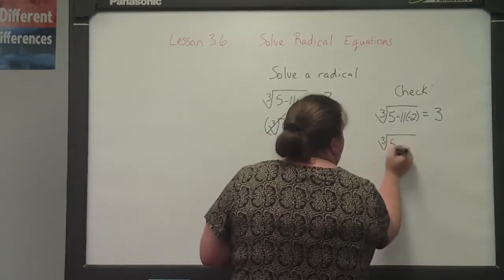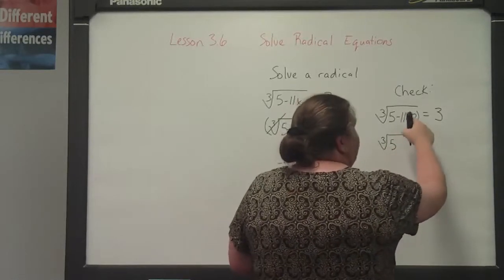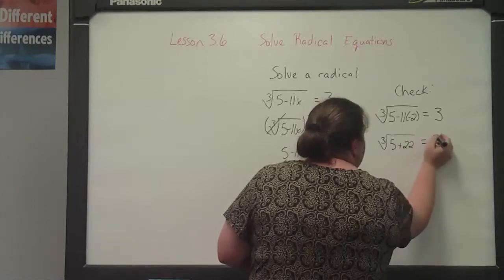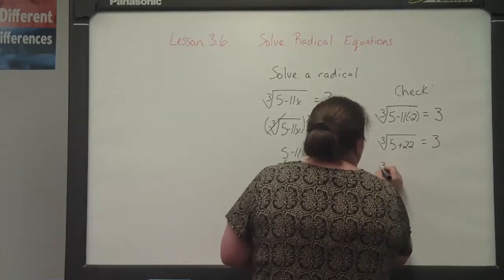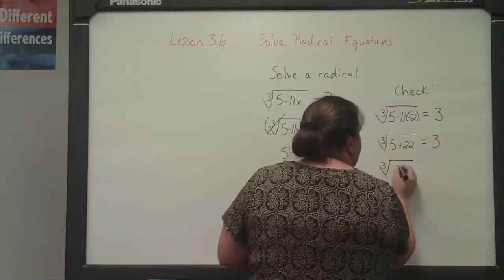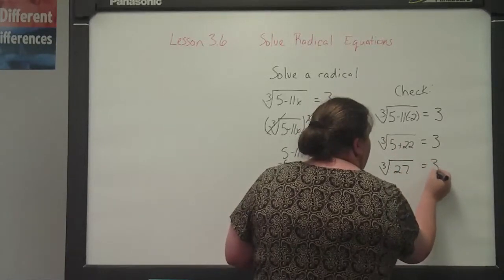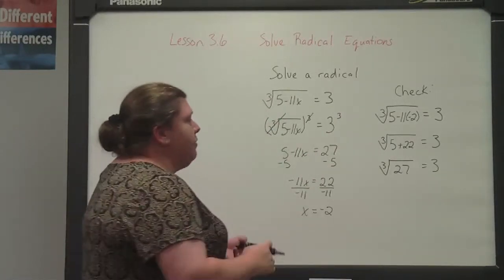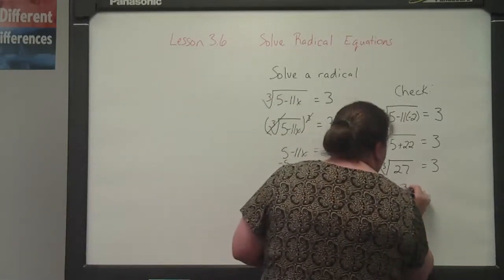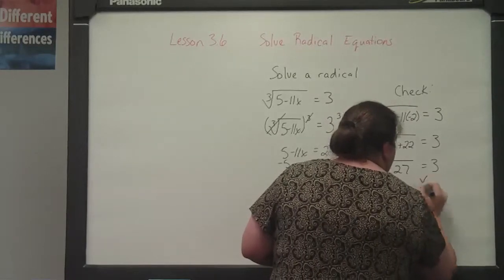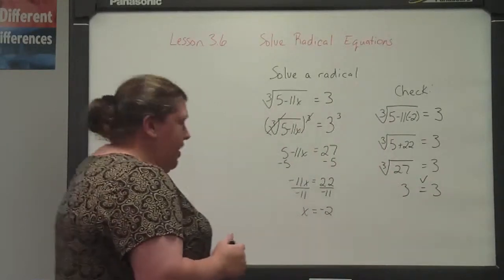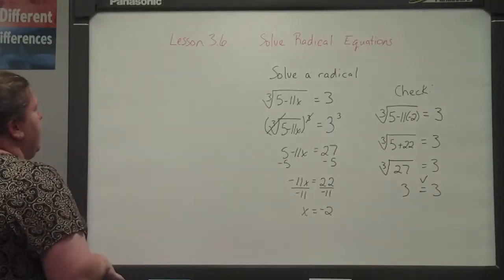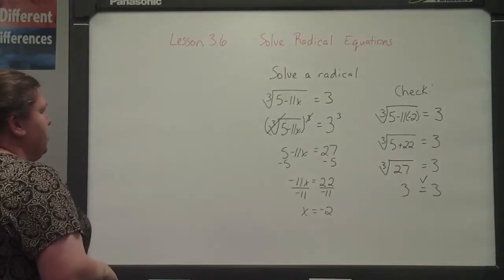The cube root of 5, and then a negative 11 times a negative 2 is plus 22. Is that equal to 3? The cube root, 5 plus 22 gives me 27. Again, is it equal to 3? The cube root of 27, 3 times 3 is 9, times 3 is 27. So yes, we can say that 3 is equal to 3. And so therefore, negative 2 is your answer to the cube root of 5 minus 11x equals 3.